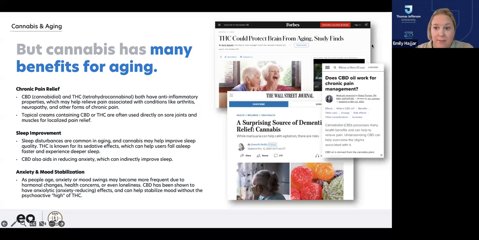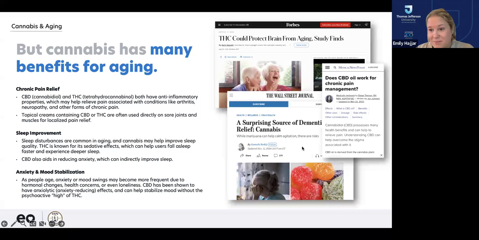Sleep is another big complaint that people often turn to cannabis to treat. And we know that as we age, sleep disturbances are pretty common. We tend to sleep lighter. We sleep for shorter periods of time. THC does have some sedative effects, and this can help people fall asleep and stay asleep for longer periods of time. And on top of that, not only are you falling asleep, you're a little bit more calm, right? So it can help with anxiety-related conditions as well.